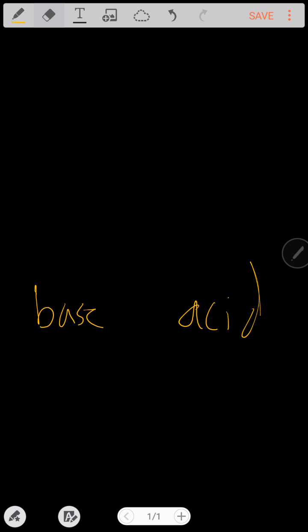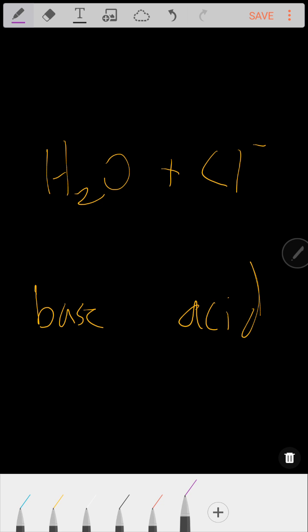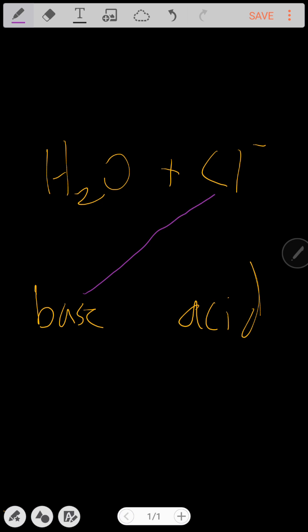Also now, if we look at the products, H2O and Cl minus, which one is going to be the proton acceptor? Cl minus. So that's going to be my base. And my acid would then be H2O. Of course, we know it's a conjugate acid, but it still behaves like an acid nonetheless. Number 8.